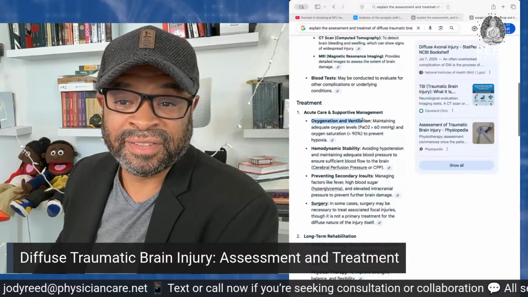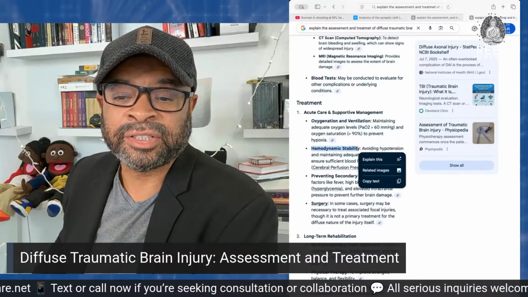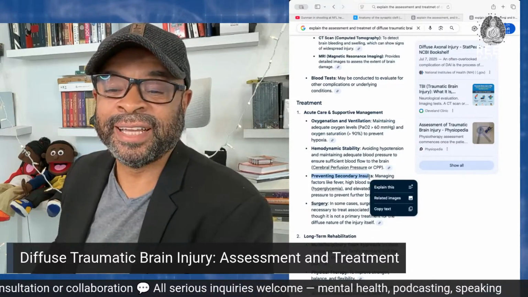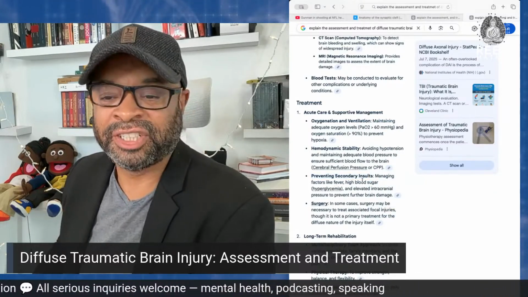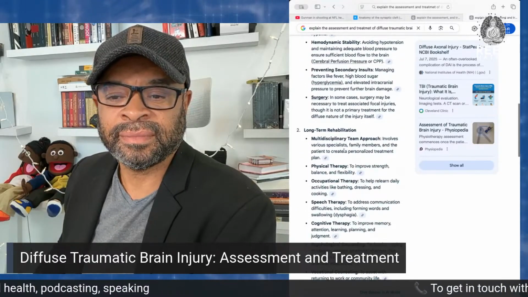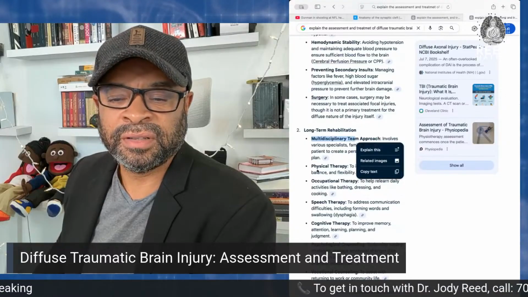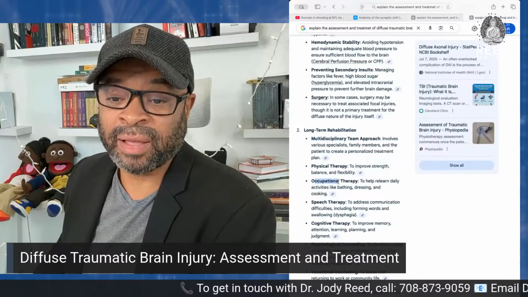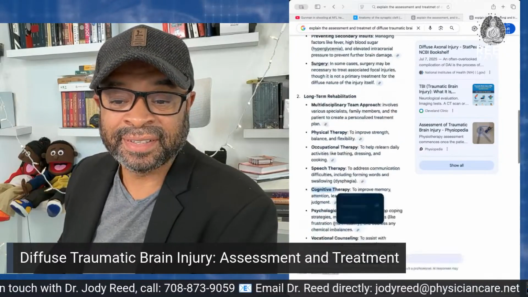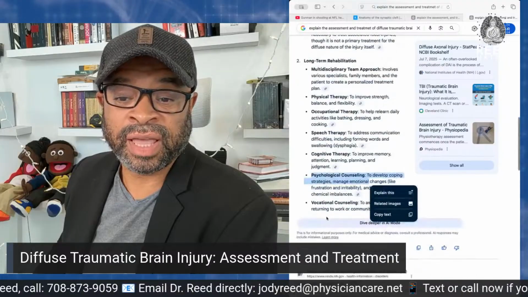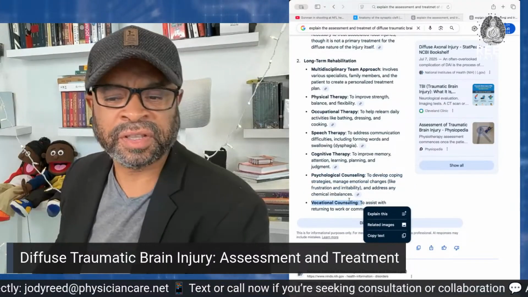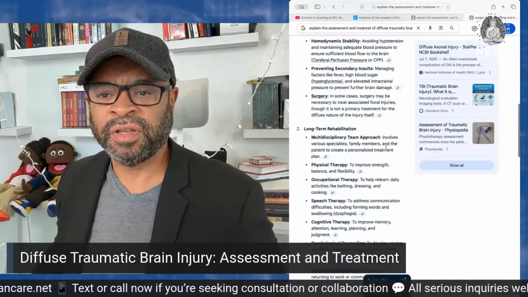Look, oxygen and ventilation. Stabilize the blood pressure, prevent other problems by managing everything correctly, right? So you don't want a fever, you don't want high blood sugar, things like that. Long-term stability. Again, the multidisciplinary treatment approach, physical therapy, right? Occupational, getting around the house, speech, communication, cognitive, alertness, awareness, psychological counseling, support, vocational counseling, basically being able to assess the person's skills and help him get back to work.